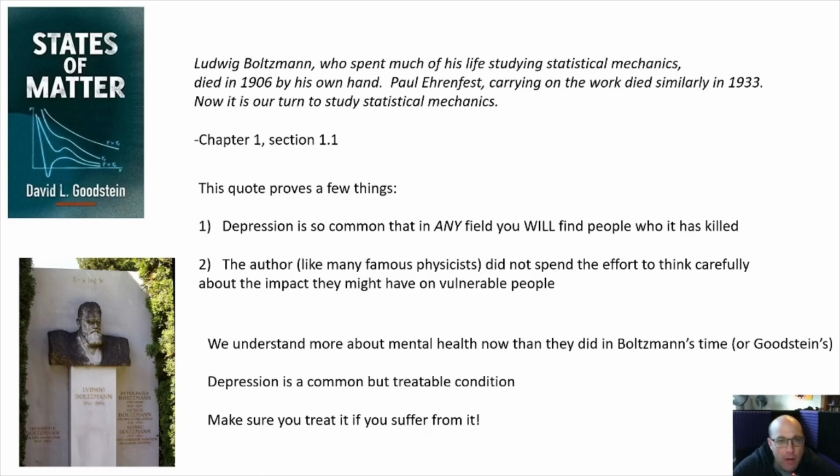So here's a quote about statistical mechanics from a famous book called States of Matter by David Goodstein. "Ludwig Boltzmann, who spent much of his life studying statistical mechanics, died in 1906 by his own hand. Paul Ehrenfest, carrying on the work, died similarly in 1933. Now, it is our turn to study statistical mechanics." That's the very first paragraph in the first chapter of this book.